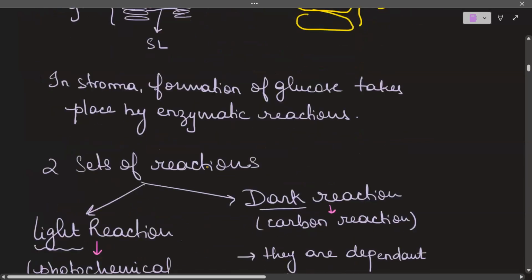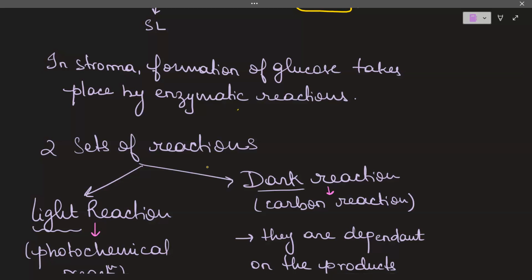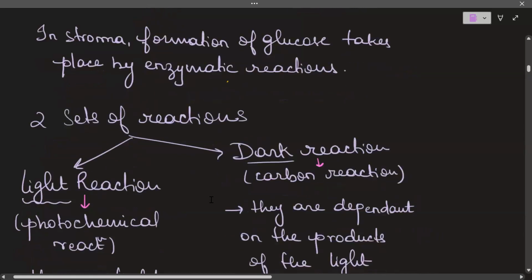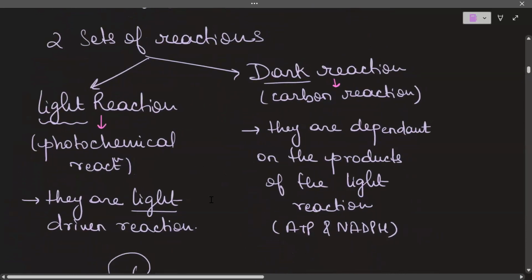Now in the stroma part of the chloroplast, the formation of glucose takes place by enzymatic reaction. So if anyone asks you where the glucose gets made, you'd say the stroma of the chloroplast. Now talking about the two sets of reactions that take place during photosynthesis, they are the light reaction and the dark reaction.